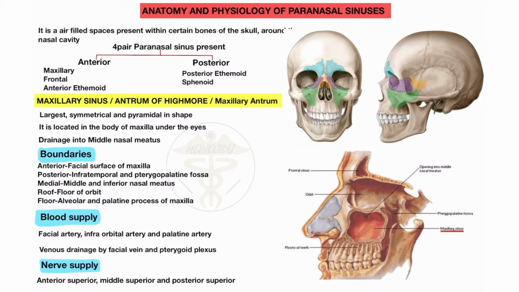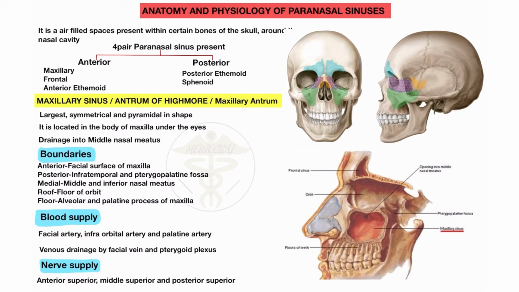It is an air filled space present within certain bones of the skull around the nasal cavity. This is the nasal cavity, so around the nasal cavity these sinuses are present. There are four pairs of paranasal sinuses present.